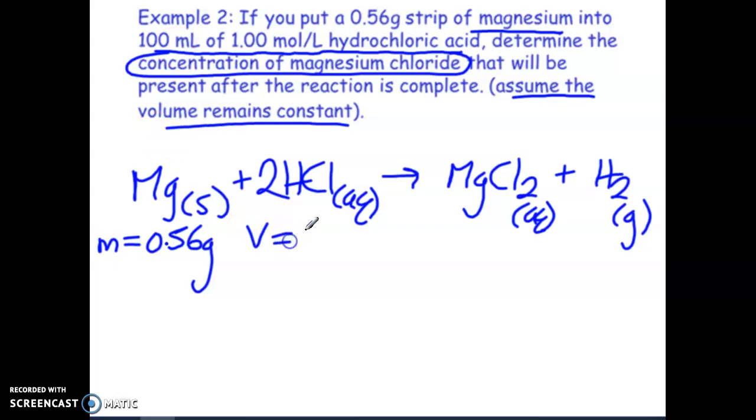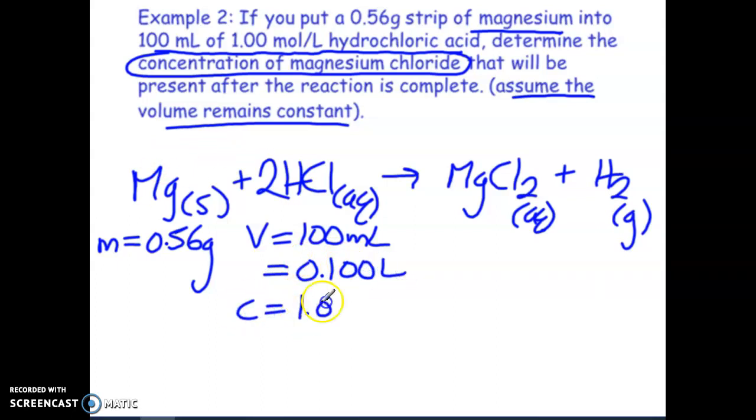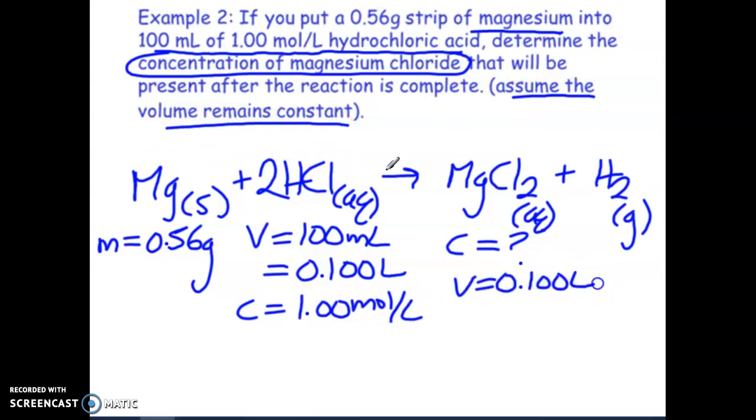The volume here for hydrochloric acid, 100 milliliters. I'm going to convert that right away to liters. And we have the concentration, 1 mole per liter. And we want to know the concentration of magnesium chloride. And because they're telling us assume the volume remains constant, that means we can also say that the volume here is the same as it was before, because they're telling you that it's staying the same.